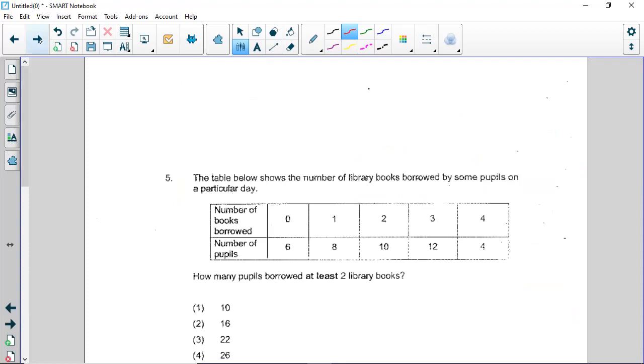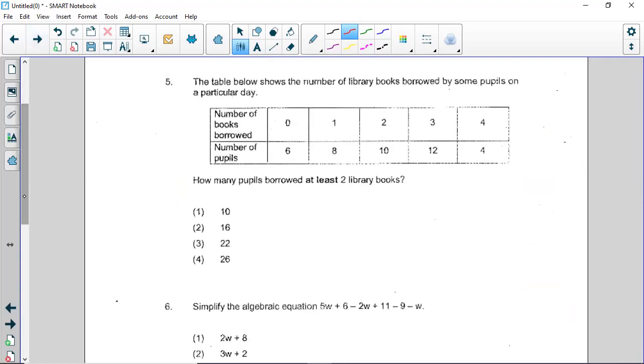The table shows the number of library books borrowed by some pupils. How many pupils borrowed at least 2 books? At least means 2 books or more. So how many pupils borrowed 2 books or more? You have 10 pupils, 12, and 4 pupils. So these are the pupils who borrowed 2 or more books. You add together, that will give you 26 pupils. So your answer will be number 4. So at least means what? 2 or more. Okay, let's look at number 6, algebra.